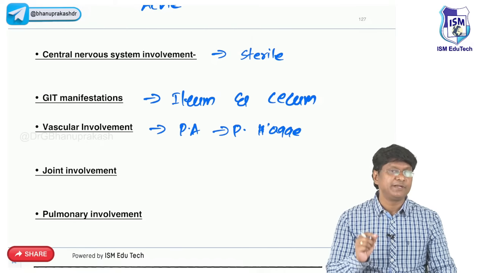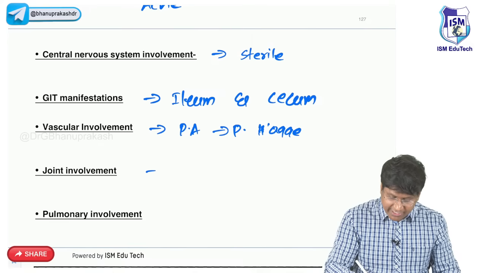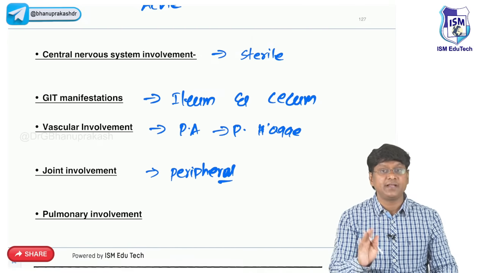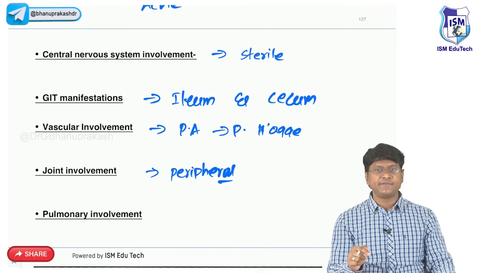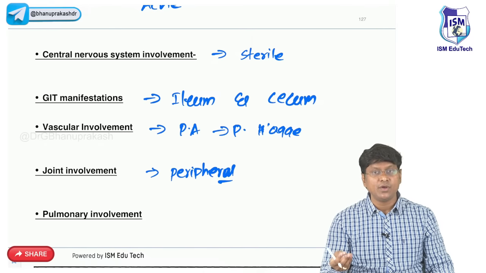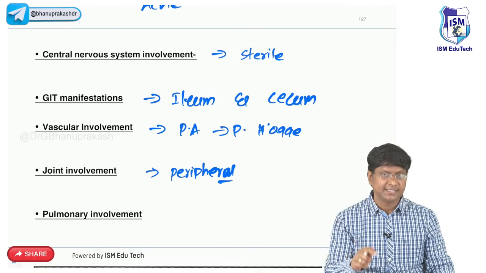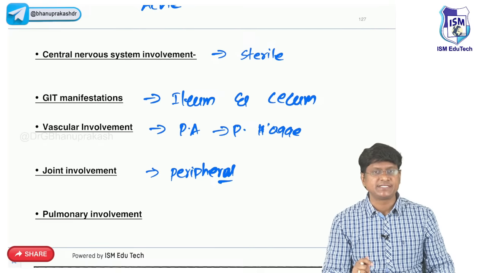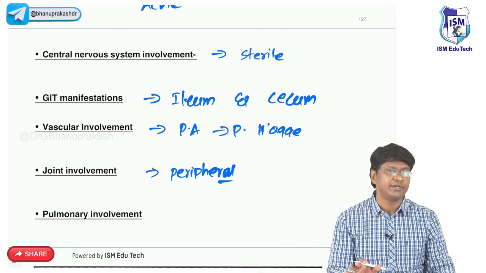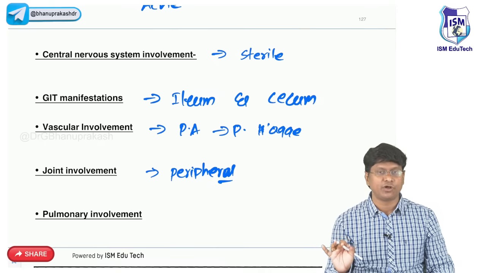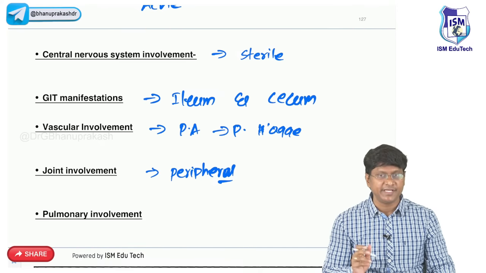And there is also involvement of the joints in Behçet's, and the joint involvement is peripheral arthritis. And the joints which are being affected are either monoarticular or polyarticular, right? Either single joint or multiple joints are being affected. And this particular joint involvement is non-deforming. Right, so there are no deformities in this case.